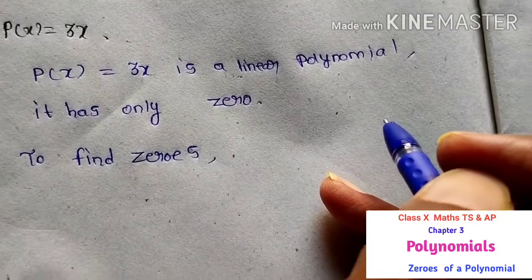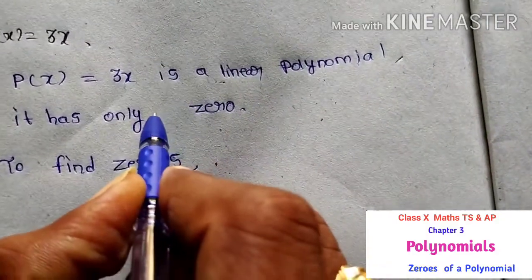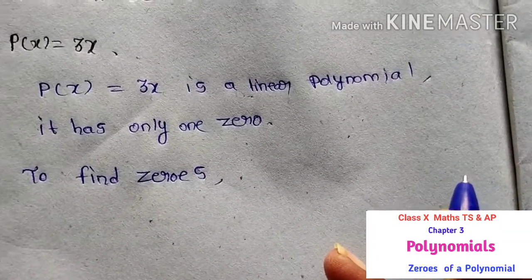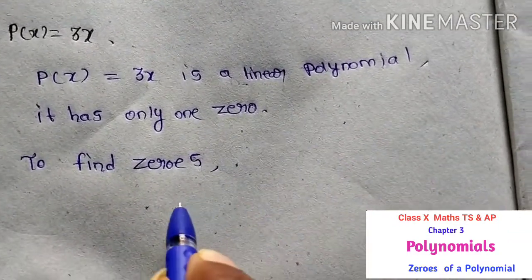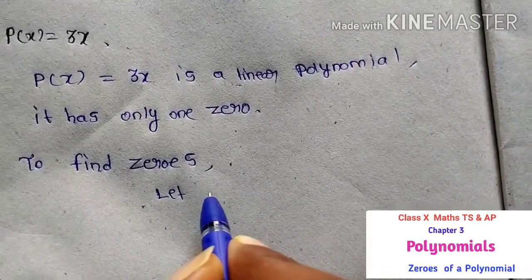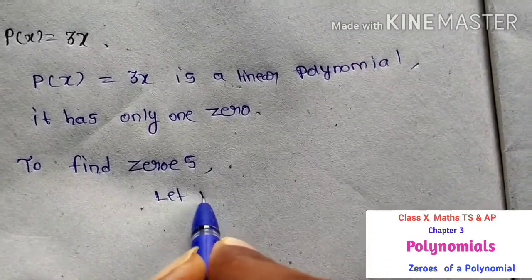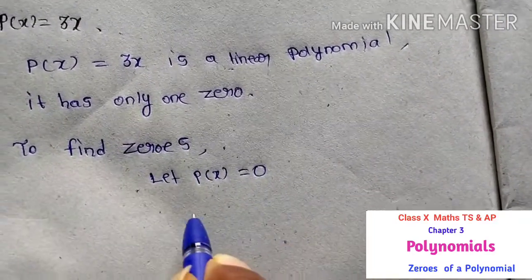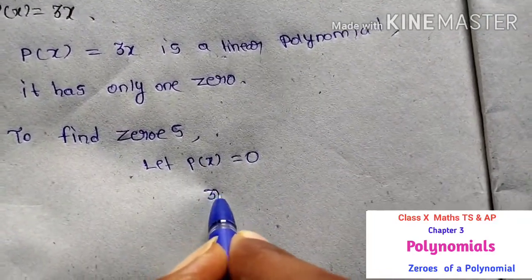If it is a linear polynomial, it has only how many zeros? Only one zero. Yes or no? It has only one zero. To find zeros, already we know that we should equate the given polynomial to 0. So I am writing here, let p of x is equal to 0. P of x is equal to 0 means 3x is equal to 0.